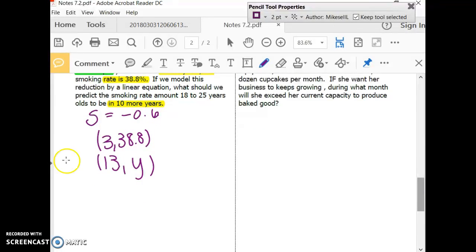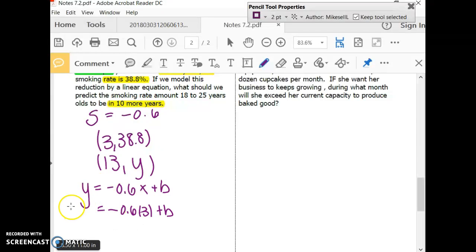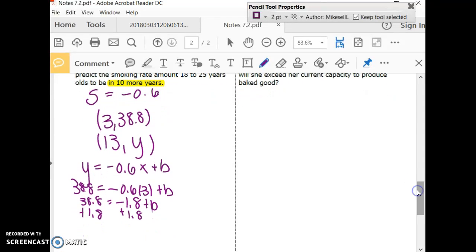So I can get a y-intercept by using this information right there. So y is equal to negative 0.6x plus b. So this is what I know. If I plug in 3 for my x value, I don't know my b, but I know that should be equal to that 38.8. Okay, negative 0.6 times 3 is a negative 1.8, and I add it to b, is equal to this, 38.8. So then I need to add 1.8 to both sides to solve for my b, and then I end up getting 40.6 is your value for b.